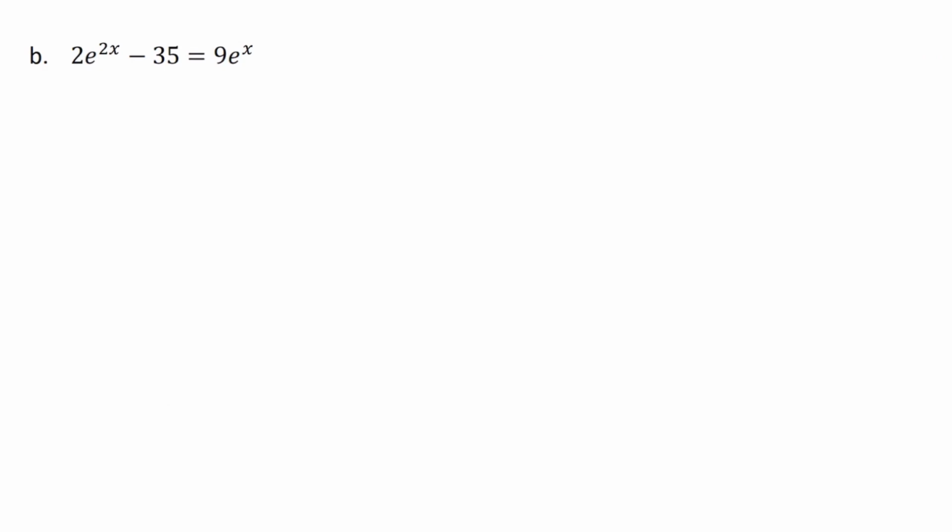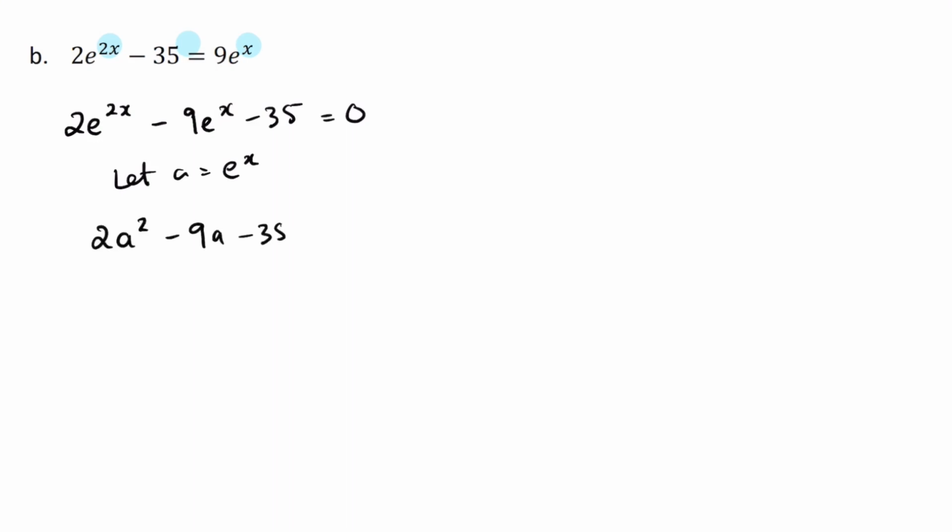Part B, you'll notice, is going to be very similar again. We've got our 2x, no x, 1x, no x. I do want to take everything over to one side though, just to make my life a little bit easier. And we're going to let a equal e to the power of x. So that'll be 2a squared minus 9a minus 35.